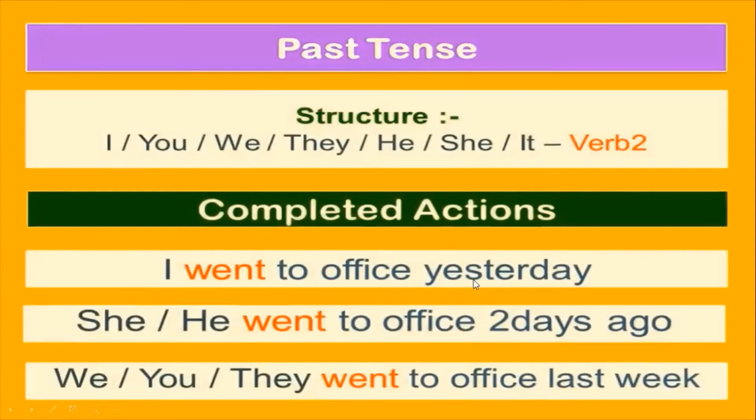I went to office yesterday, because we have the word yesterday here. We wrote the verb as went. She or he went to office two days ago, because we have the word ago here, which is a timing word that shows the past tense. Here we wrote the verb as went. We, you, or they went to office last week, because we have this timing word last, so we wrote the verb here as went.